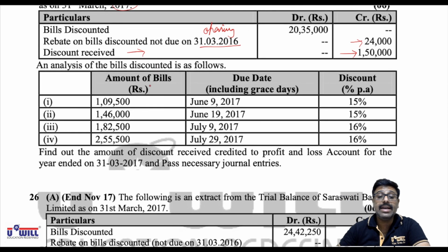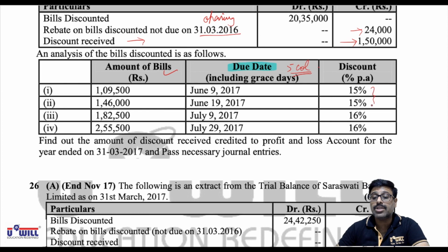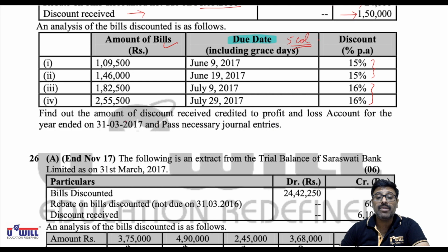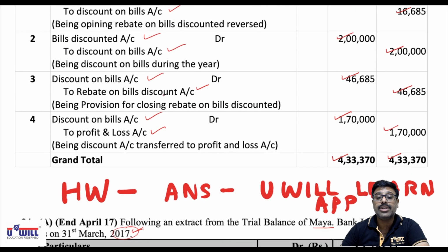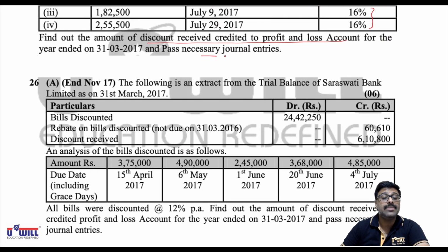Amount of bill, now here again you all can see due date is directly given. So how many columns will come? 5 columns only. 7 columns are not to be prepared. 2 bills discount is 15%, 2 bills discount is 16%. What is asked? Find out the amount of discount received credited to P&L account. Will make that mathematic calculation, and then also pass necessary journal entries.